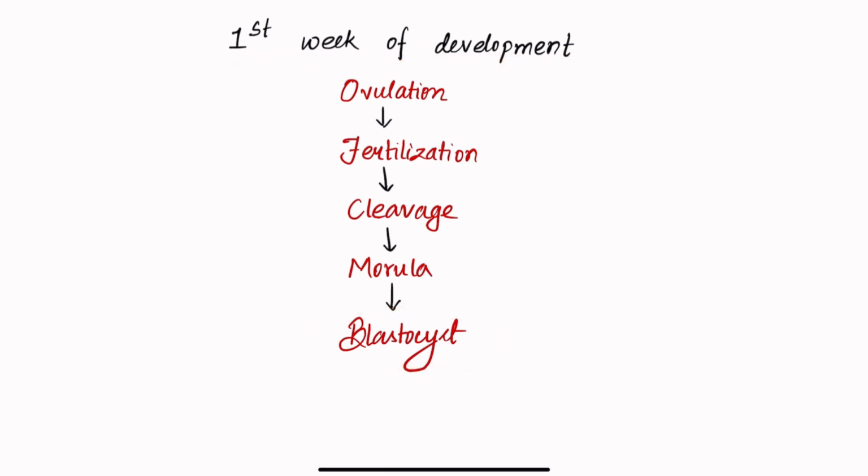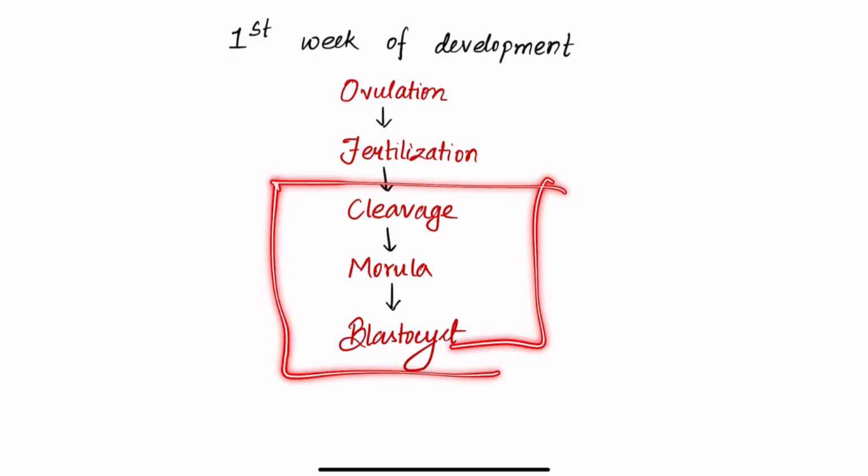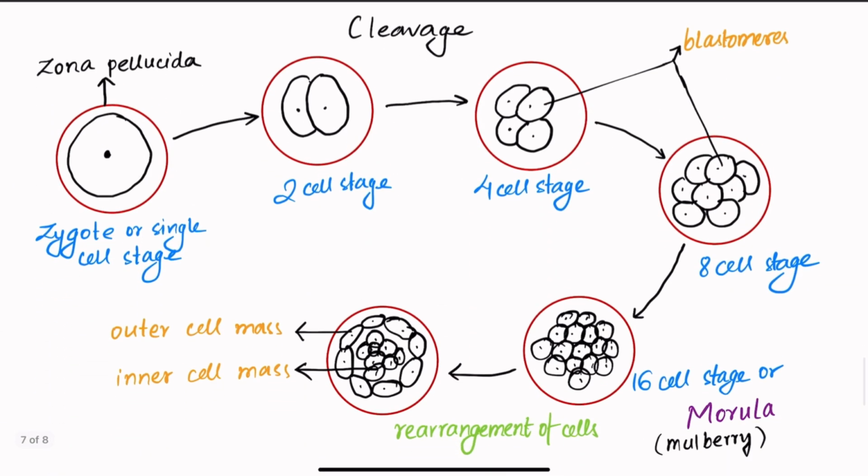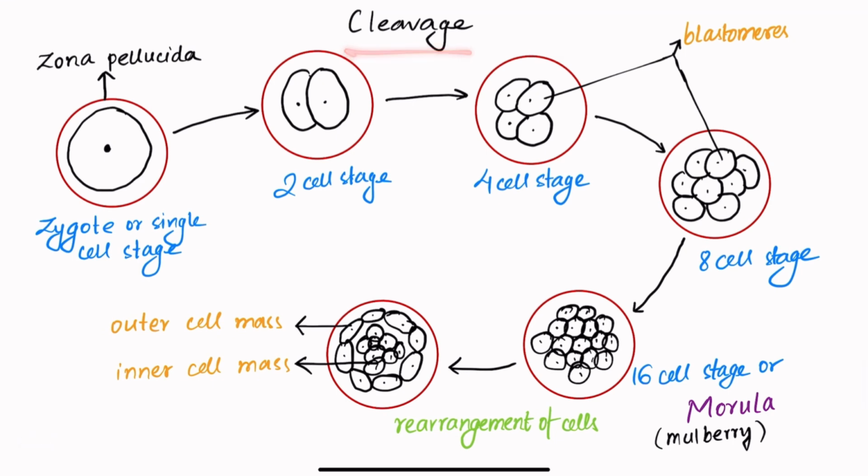Out of all these stages, we have already dealt with ovulation, and I already have a video posted on fertilization. So in this particular video, we are going to complete first week of development from cleavage till the formation of blastocyst. First is cleavage. After the definitive egg gets fertilized by the sperm, the formation of zygote takes place.